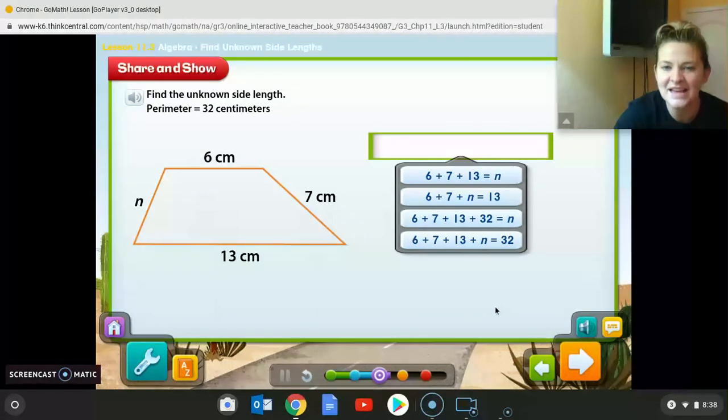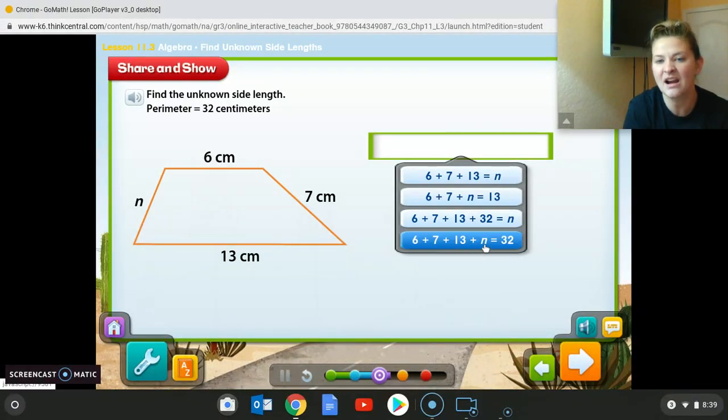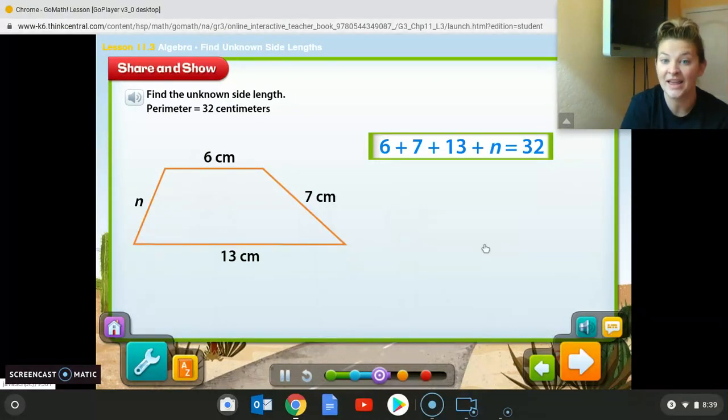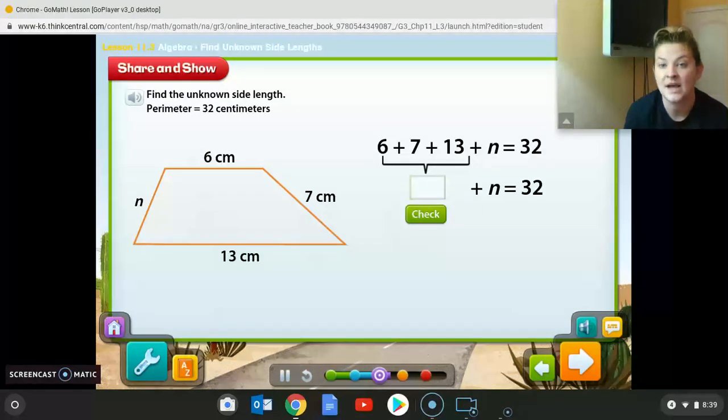So this last equation right here is what I would be using, right? We got to use all that. I got to know 6 plus 7 plus 13 plus n, which is, I don't know, will equal 32. So we're going to take that step by step. I know that 7 and 13 are going to equal a friendly number of 20. I'm going to have 20 add 6. Now I'm at 26, right? 26.